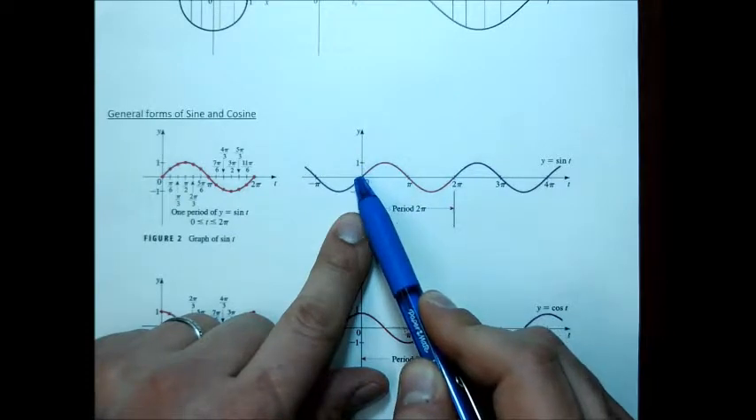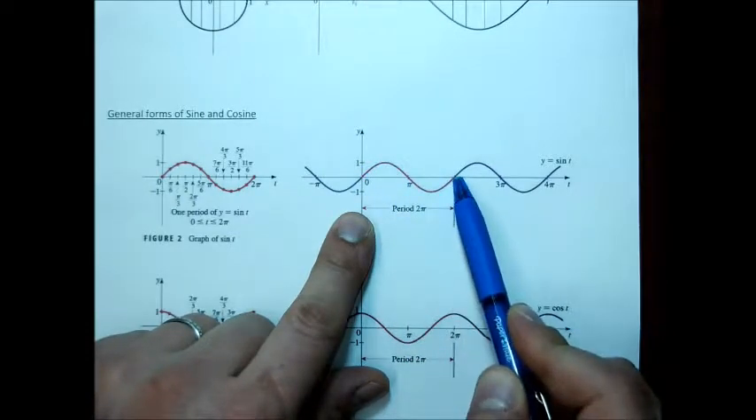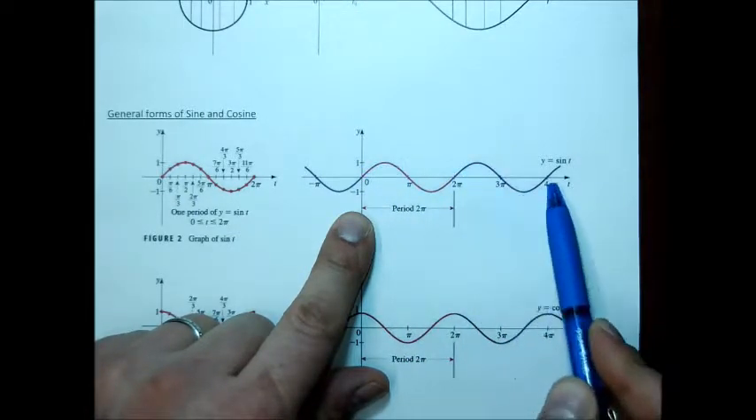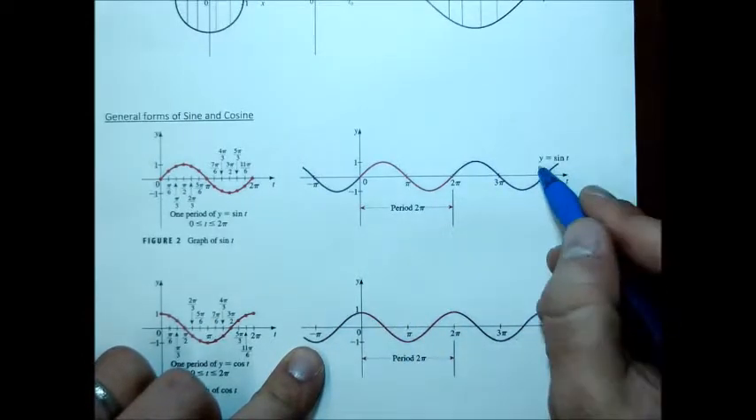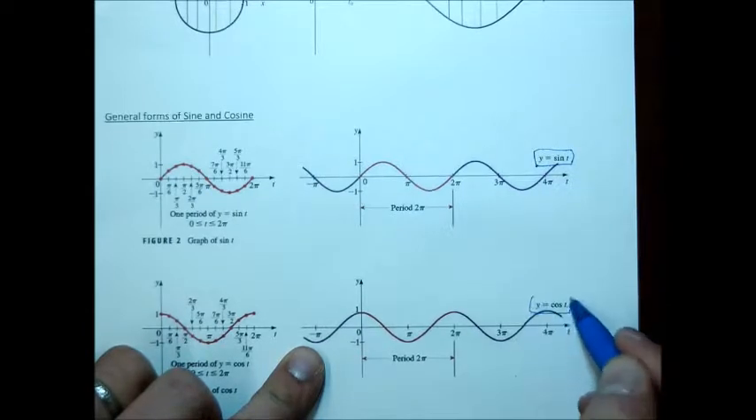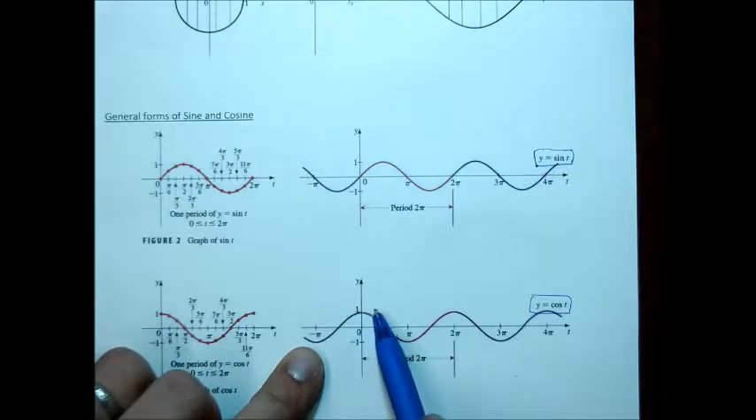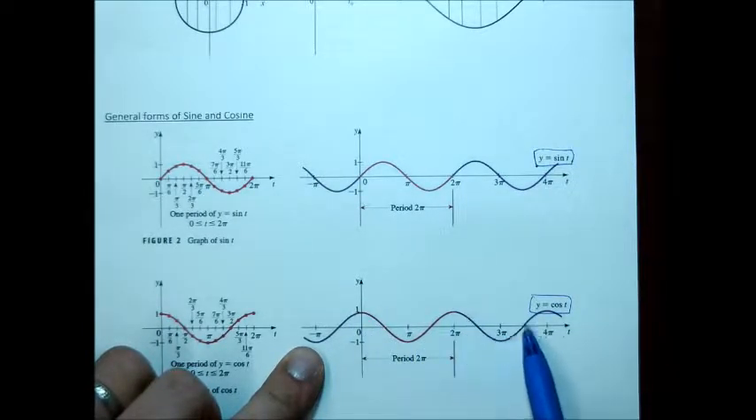See how this is the starting point and it comes back to that point right here, and then it repeats itself again after that point. And same thing with cosine. Okay, so just to be clear again, this is sine up top, this is cosine down here, and we can see that cosine again repeats itself every 2 pi units.